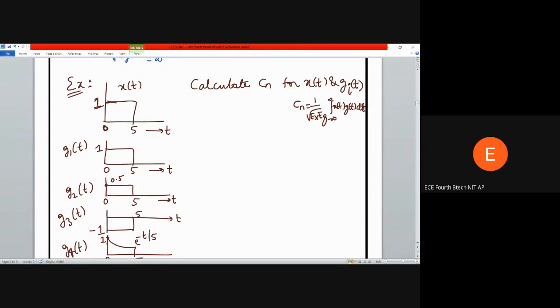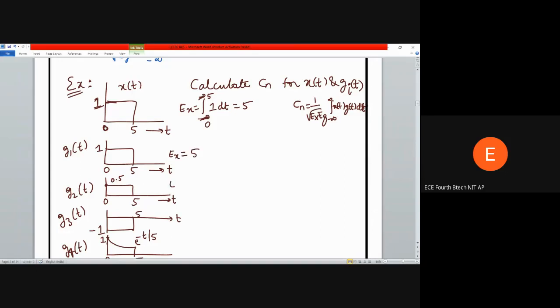So let us calculate the energy of the signal x of t. Ex is equal to the integral from minus infinity to infinity of x square of t dt. Actually I can replace this with 0 to 5, integral of 1 dt. So you'll be getting Ex as 5. Ex is equal to 5. Likewise, let us calculate the energy for all the signals. For this, because it's the same signal, I'll be having 5.